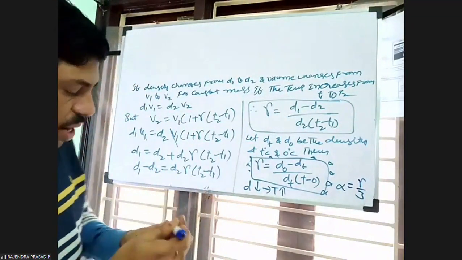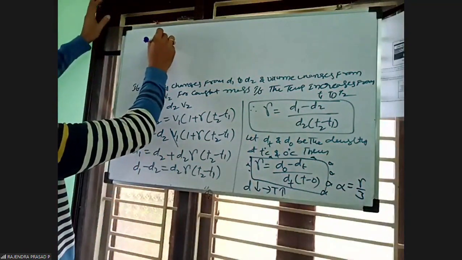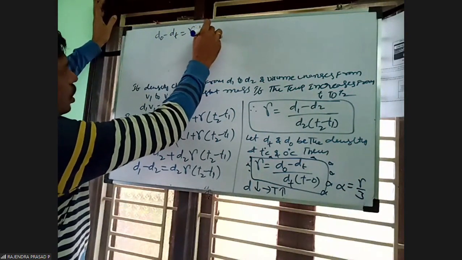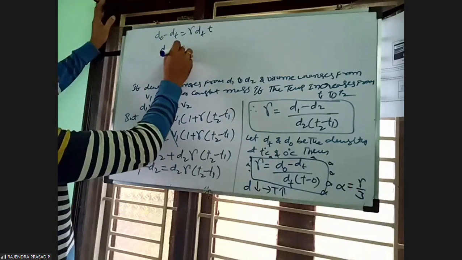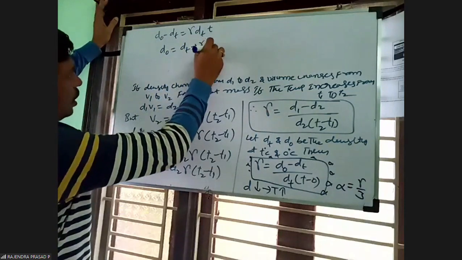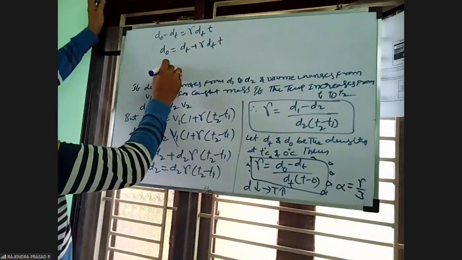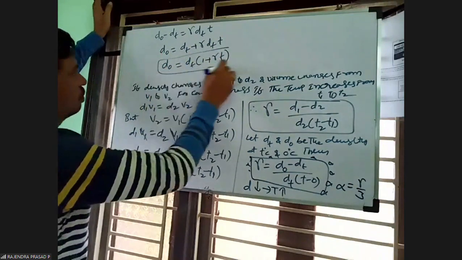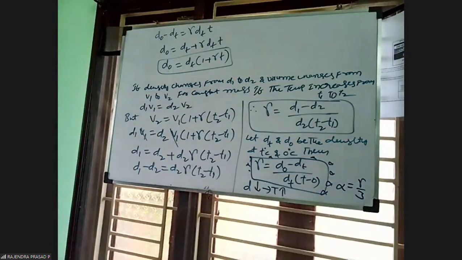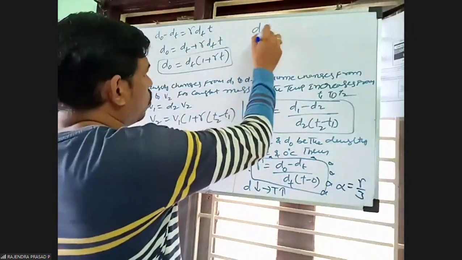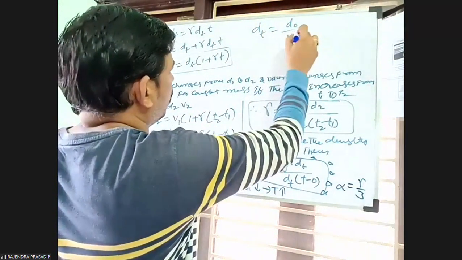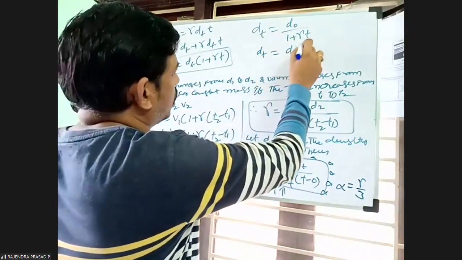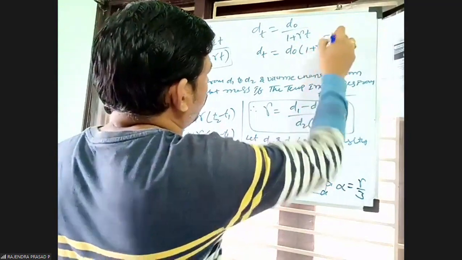So D naught minus DT is equal to gamma DT into T. So D naught equals DT plus gamma DT into T. D naught equals DT common (1 plus gamma T), or DT is equal to D naught by (1 plus gamma T). So according to the binomial theorem, DT equals D naught into (1 plus gamma T) whole power minus 1.